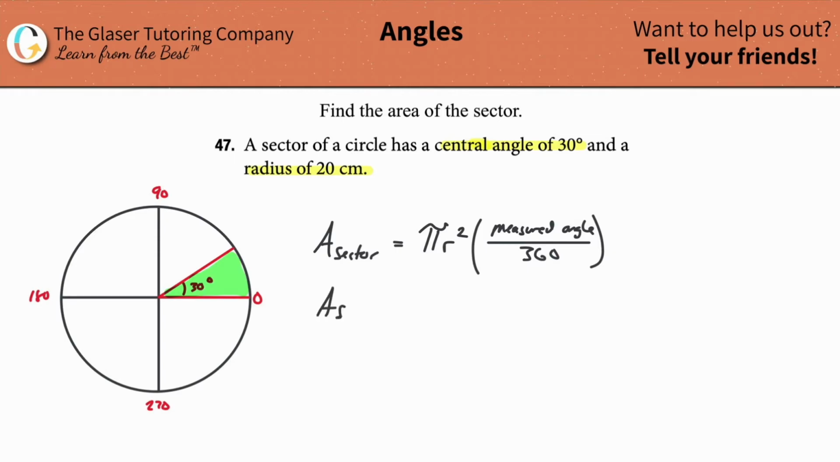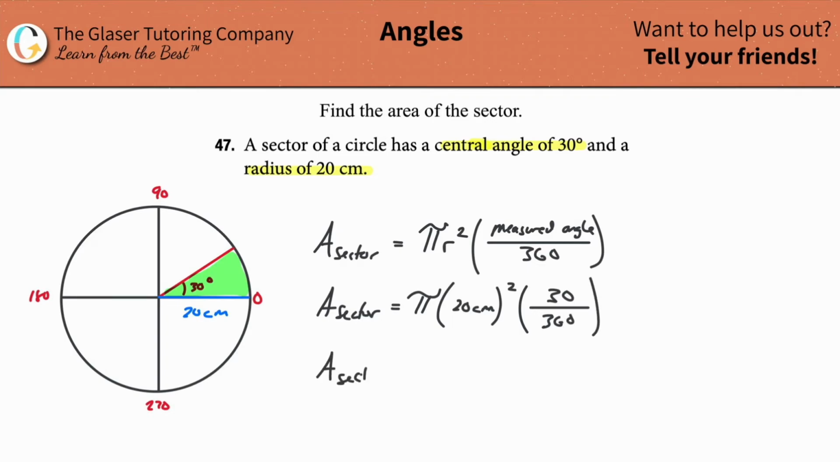So now the area of the sector is going to be equal to pi multiplied by the radius. Well, what in the world is the radius? Oh, goodness, they told us 20 centimeters. So the length of this thing in the circle is going to be 20 centimeters. So you plug in 20 centimeters, squared, and then multiplied by the measured angle, or the given angle, whatever you want to call it, 30 degrees, then divide that by 360. And it's as easy as that.